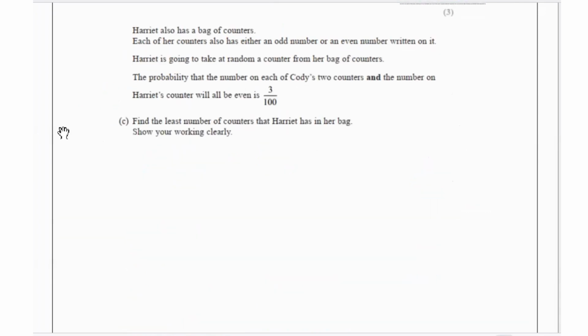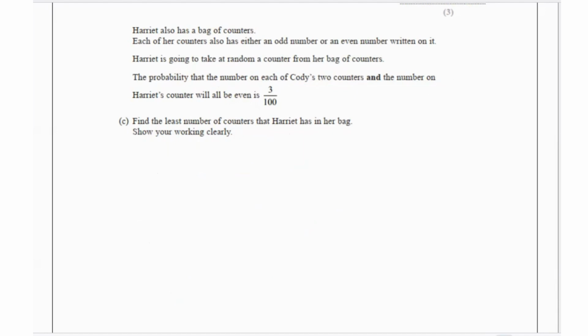Then it says Harriet also has a bag of counters. Each of her counters also has either an odd or an even number written on it. Harriet is going to take at random a counter from her bag of counters. The probability that the number on each of Cody's two counters and the number on Harriet's counter will all be even is 3 over 100. Find the least number of counters that Harriet has in her bag.